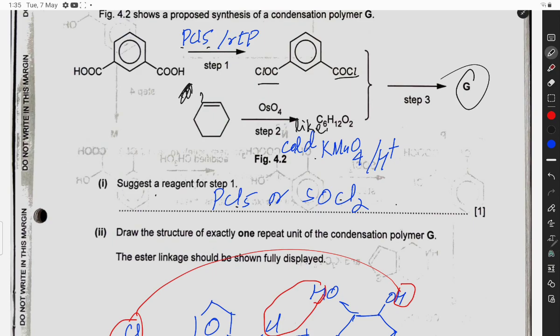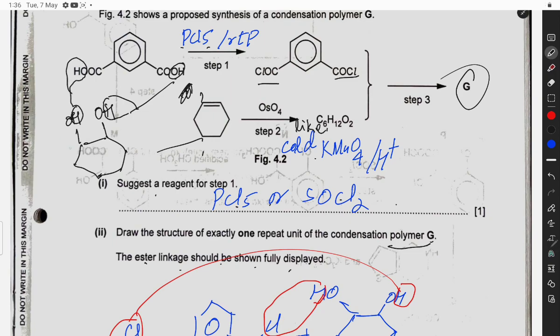Draw the structure of exactly one repeat unit of condensation polymer G. The ester linkages should be shown fully displayed. So G, we know that this compound is formed like this, with OH, OH. And you know that this is an ester. The condensation polymer G is an ester. Look here, OH from this compound and H from this.